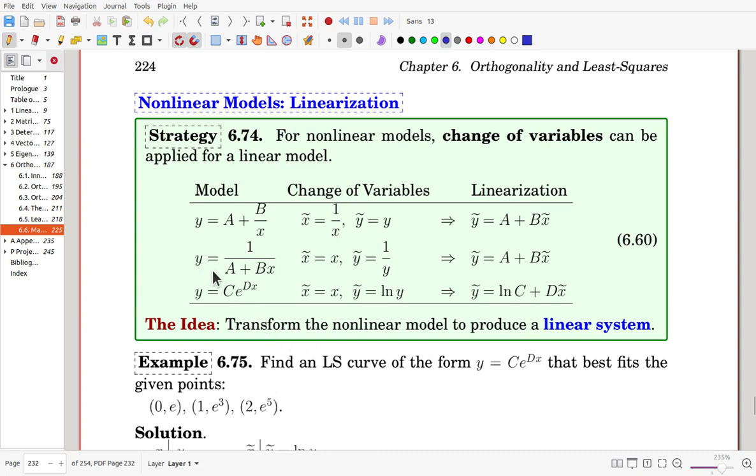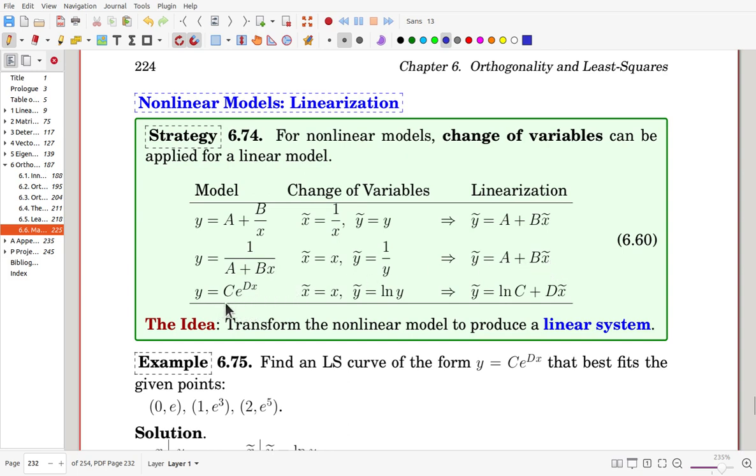Now in this case, once we consider the reciprocal of that part, then it is linear, so rather than y we use y tilde, which is 1 over y, and x is not changed. Then y tilde is the same as a plus b x tilde. Again, this is a linear model.